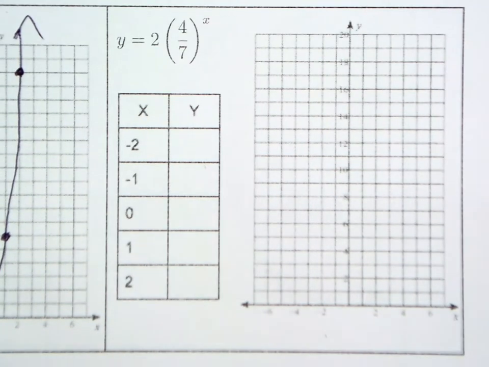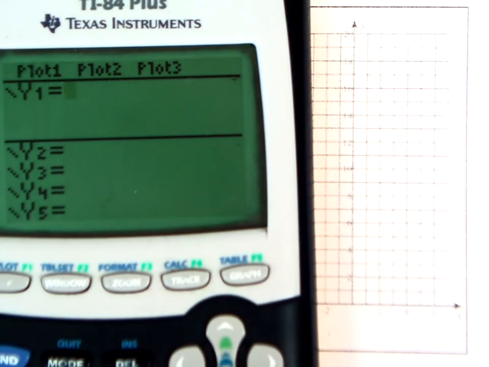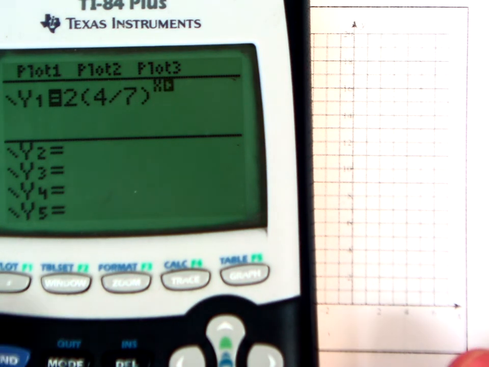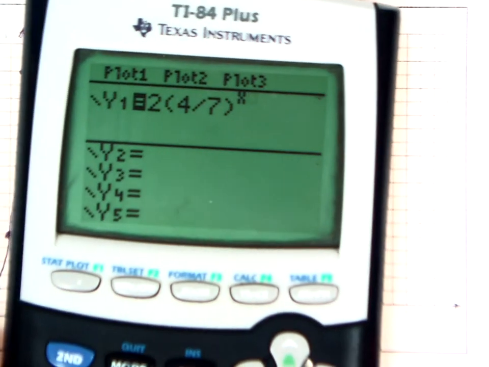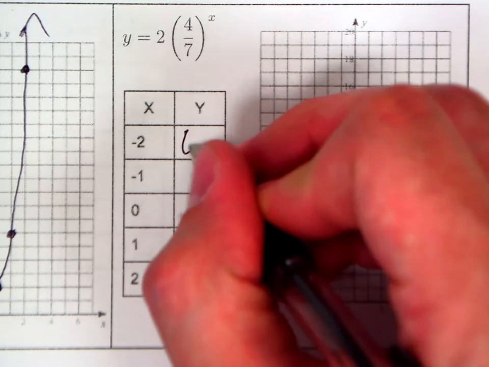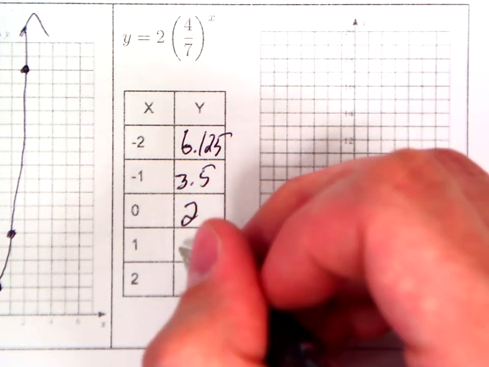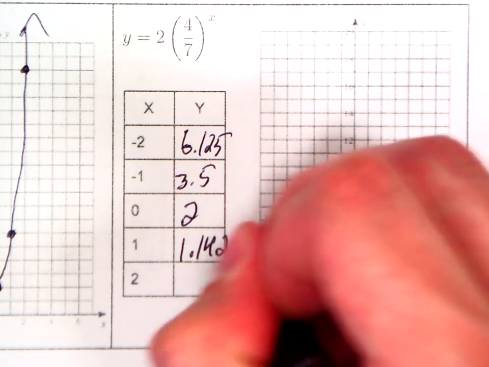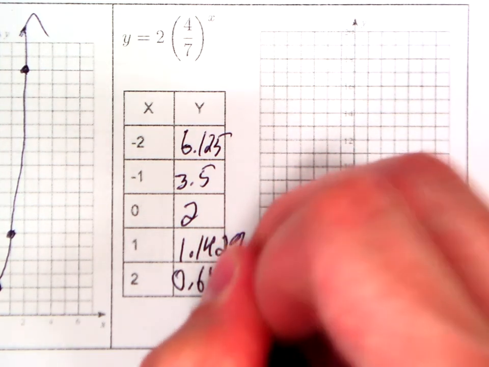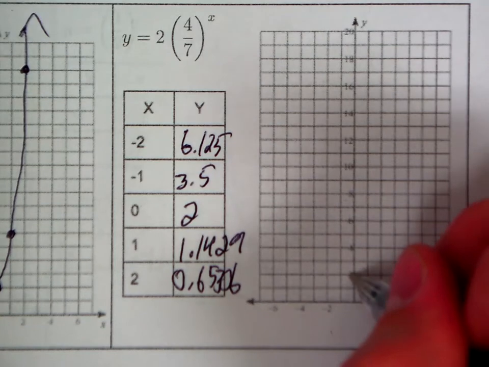The next one, I go back to y equals. I'm going to type in 2 parenthesis 4 divided by 7 raised to the power of x. Second graph to pull up the table. Let's plug in some of those numbers. 6.125, 3.52, 1.1429, and 0.65306. So I'm going to start with the easy ones to graph, like 0, 2.